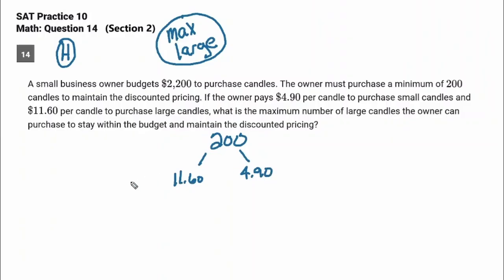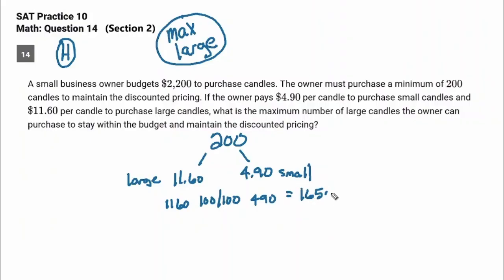I'm going to label those. In the event of a real SAT, you could probably get away with not doing that. And let's just say it's 100 of each. See what happens. Kind of get a baseline. Maybe it's right. You're going to get out your calculator. 100 times $11.60. That's 1,160. And then on the right side, $4.90 times 100 is 490. So you add the two numbers up, and you're going to get 1,650.